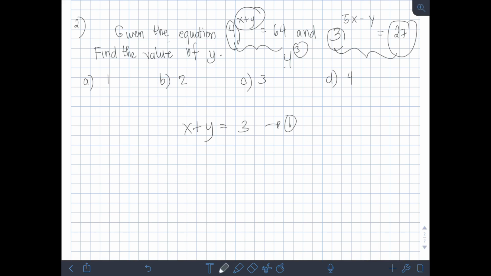So, transform natin itong 27 into exponential form with base 3. Ano yon? 3 cube, right? Since pareho na sila ng base, pwede na nating i-equate yung exponents nila. So, we have 5x minus y is equal to 3. Equation 2. So, therefore, nakabuo na tayo ng simultaneous equations in x and y. So, solve na natin to using calculator.